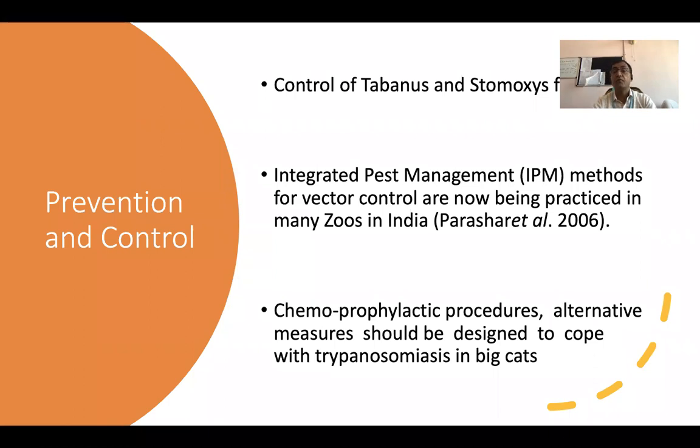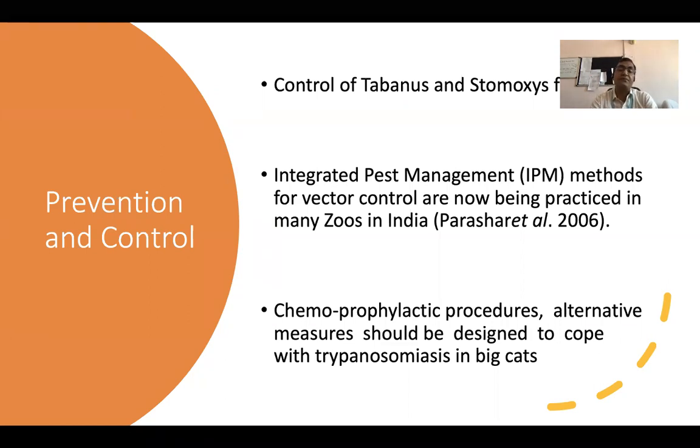But still, the governments are doing their best. Integrated pest management, the IPM method for vector control, is now being practiced in many zoos in India. We are practicing this integrated pest management system especially in the zoos of India. And when you come here I will bring all of you to the zoo. As for vaccination, the vaccine for this is not available.